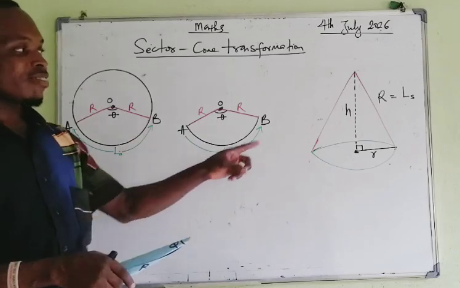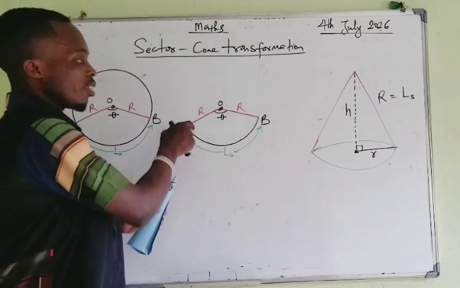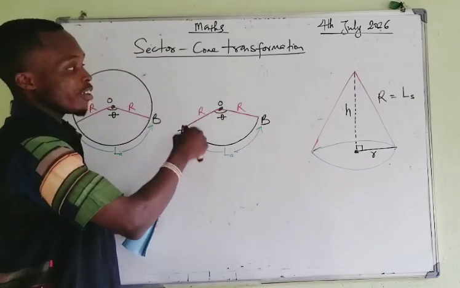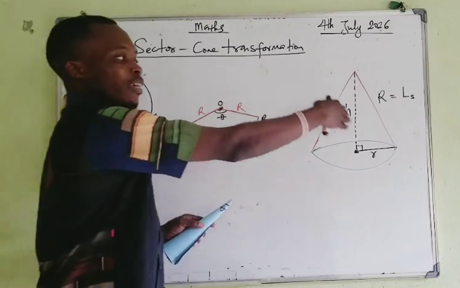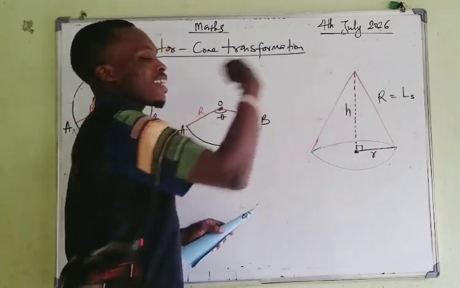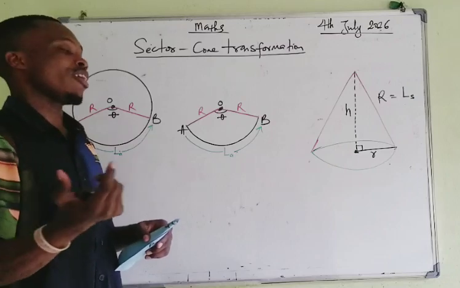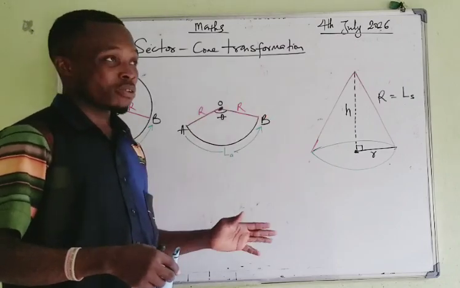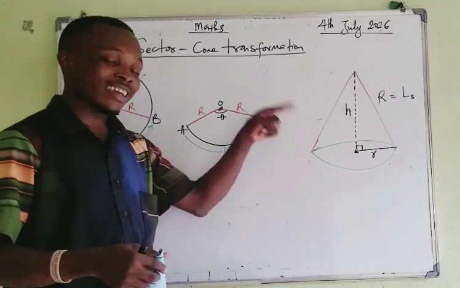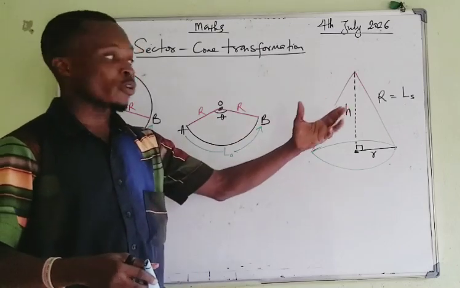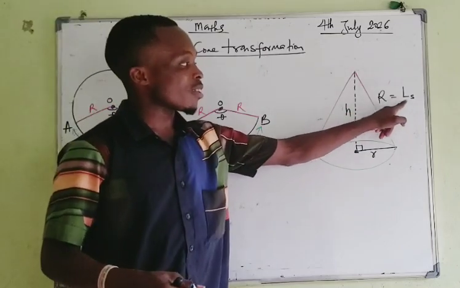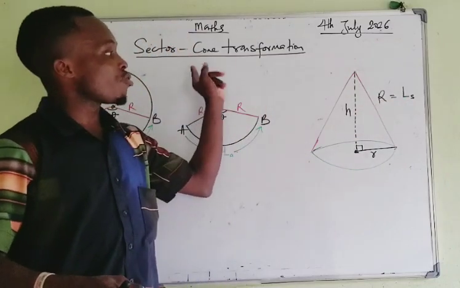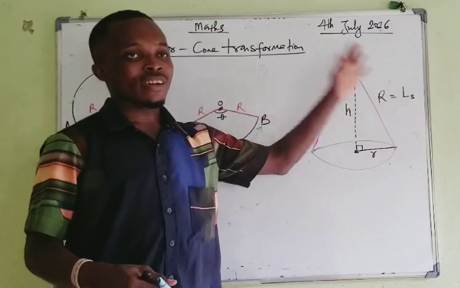So that is why in sector cone problem, the radius of the sector when folded becomes the slant height of the cone. Whenever you're solving sector cone problem, the radius of the sector or of the circle is always the slant height of the new cone formed. Yes, R is always equal to the slant height. In sector cone transformation, R is always equal to slant height.